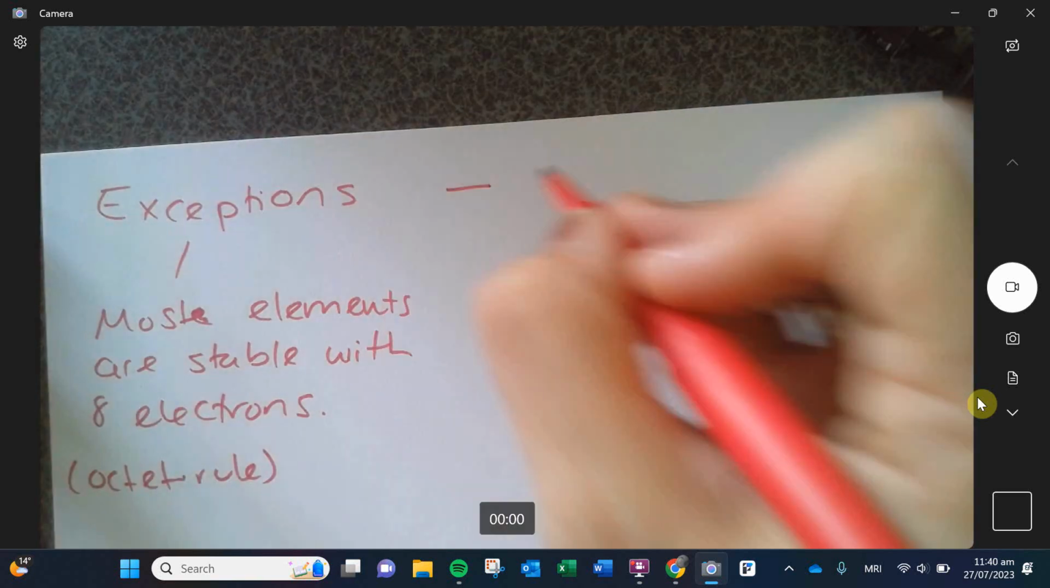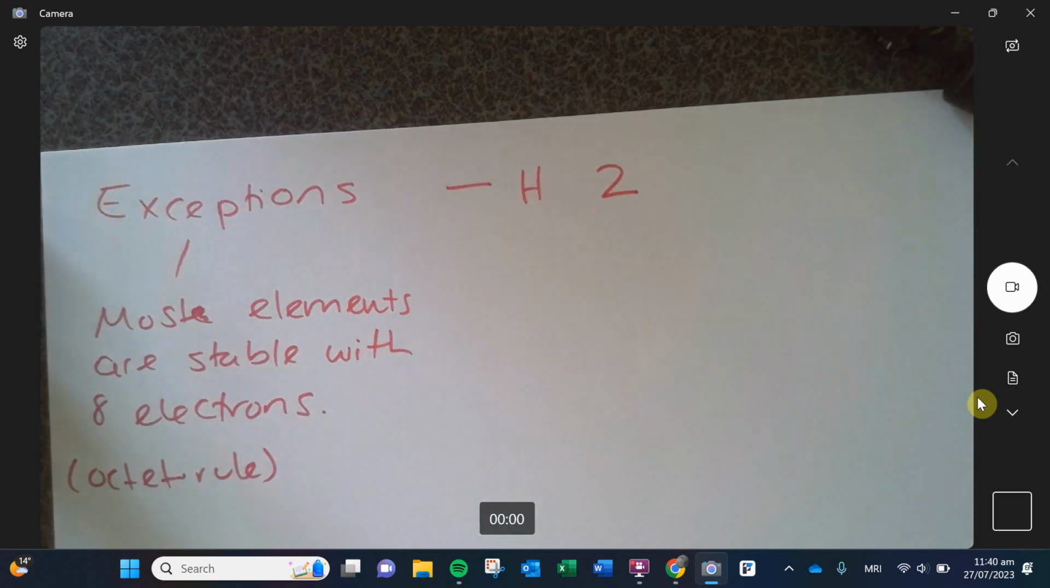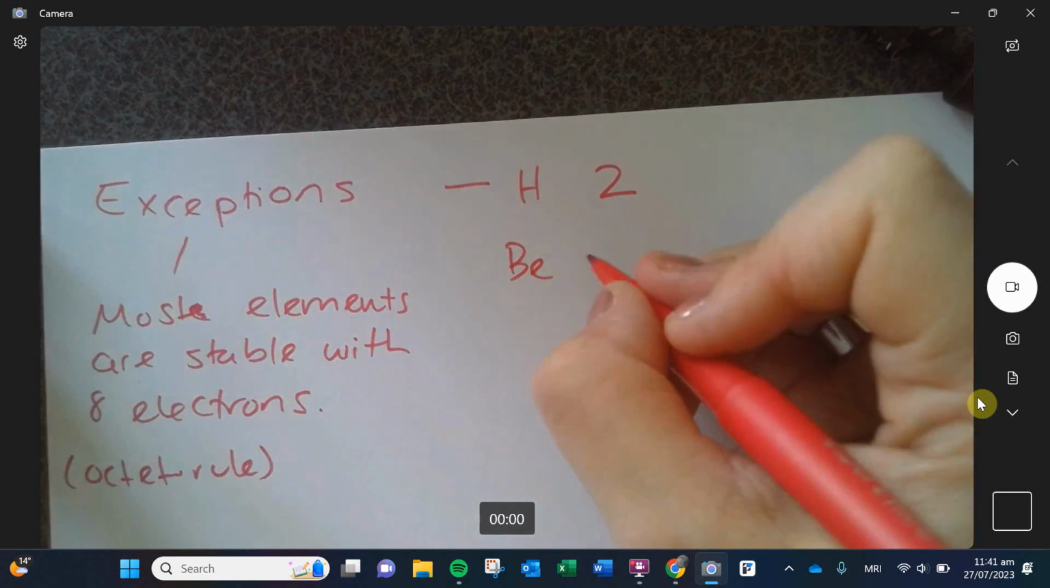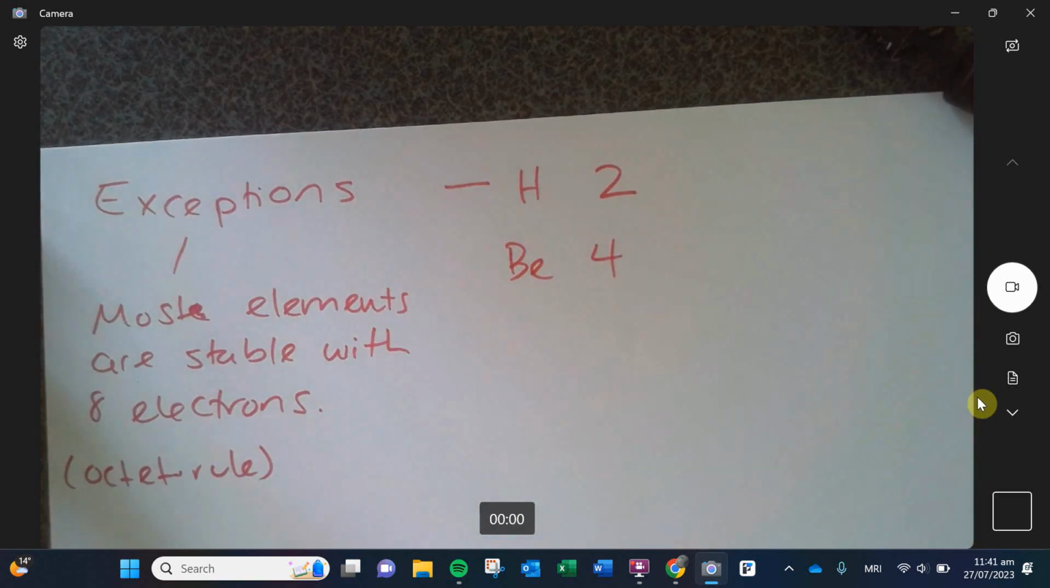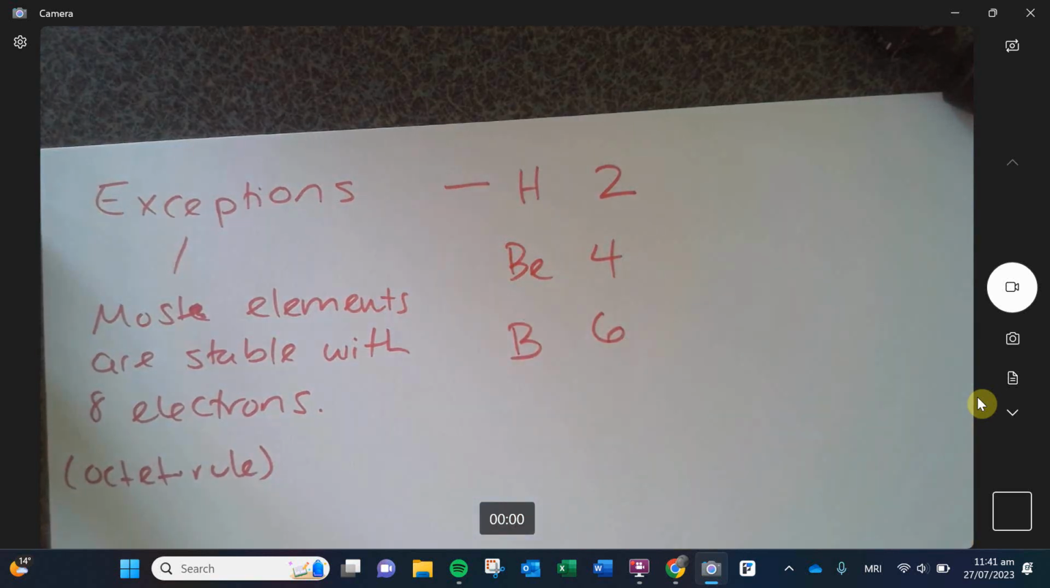The first one we've already talked about is hydrogen. Hydrogen is stable with 2. So when you're doing your electron configurations, you only need to make sure that the hydrogen has 2. The next exception is beryllium. Beryllium will be stable with 4. And the last one we talked about last year was boron. It will be stable with 6. So basically for these, you don't fill to the octet rule, you just fill to this number. They are small enough atoms that they can be stable with these numbers instead.